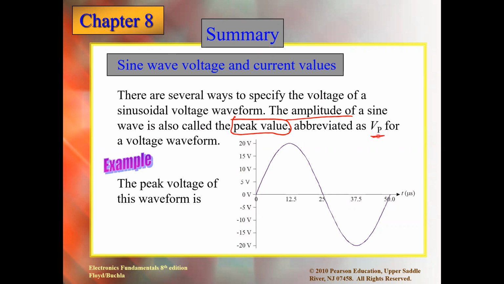So for the waveform, again, we have a question: the peak voltage of this waveform is? Peak voltage is the voltage measured from the center. We know this center of a peak, this is that one, and we can see it corresponds to 20 volts. So either we can say voltage amplitude, or we can say peak value. They are both the same thing. Peak value is denoted by VP. You can see this one is 20 volts.